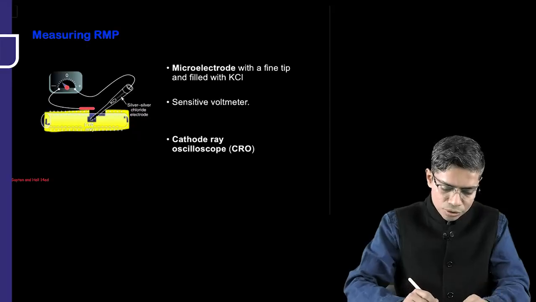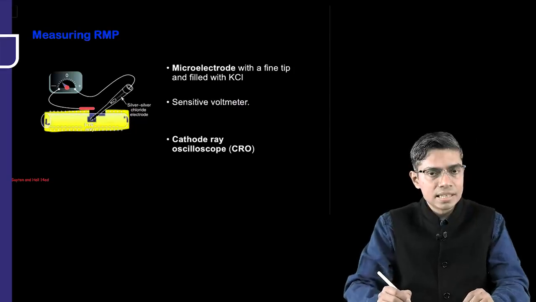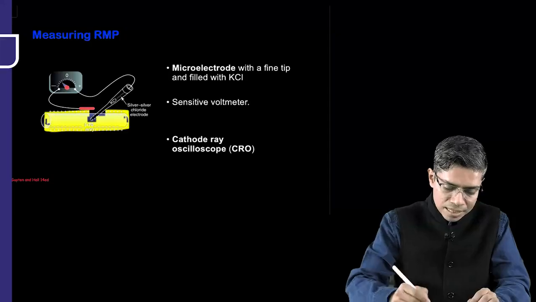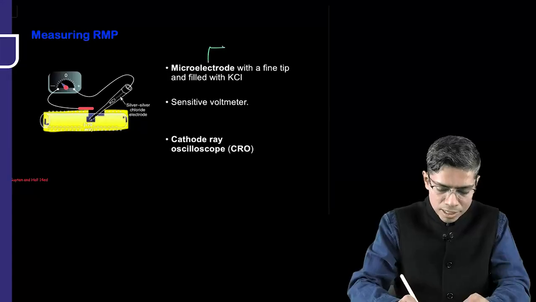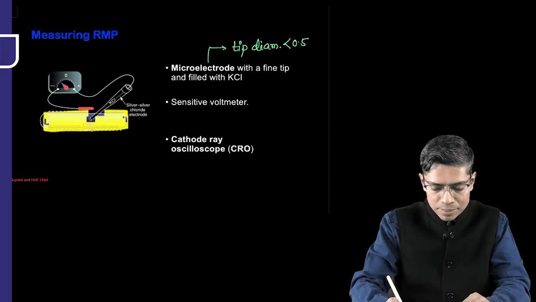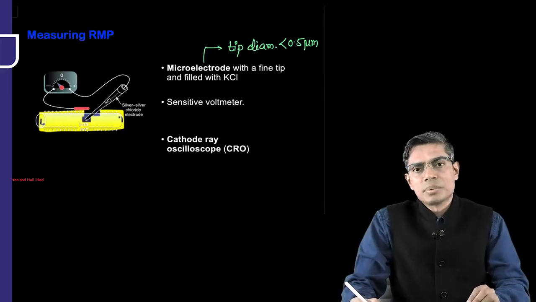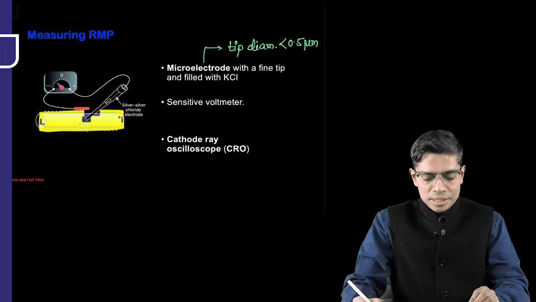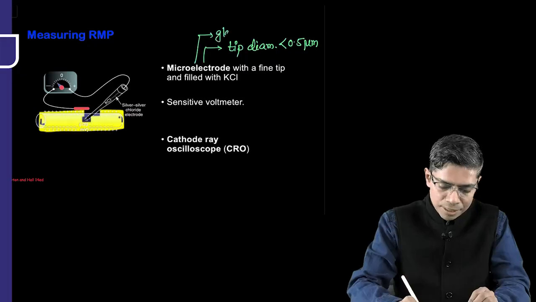If you look at this electrode, it is filled with a solution. Could you understand what solution? This is nothing but KCl solution. Please remember, this electrode is known as the microelectrode. Obviously, microelectrode means the electrode is very, very thin, with a tip diameter of less than 0.5 micrometer. This was the MCQ: for a microelectrode, what should be the diameter of the tip? Less than 0.5 micrometer. And this electrode is made of glass material.